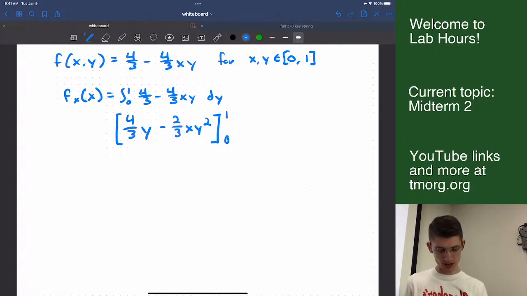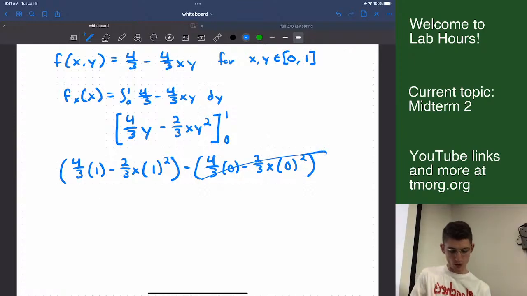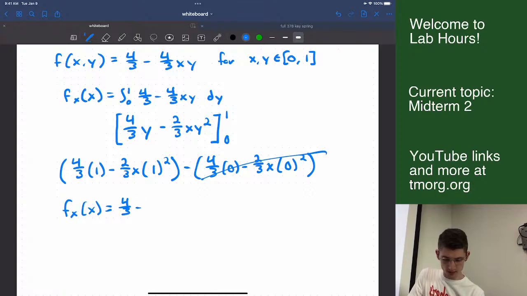And evaluate that over the bounds of y. So that means I'm going to plug in 1 for y. 4/3 times 1 minus 2/3 x times 1 squared, minus parentheses 4/3 times 0 minus 2/3 x times 0 squared. We can see that this one will go away. The ones basically make it so that it's all just the same. And so we're left with the marginal density of x is equal to 4/3 minus 2/3 x. Cool stuff, right?